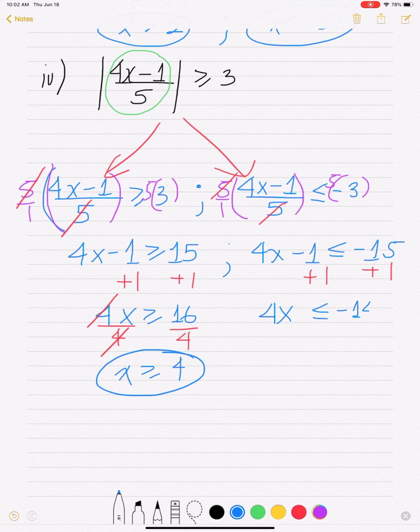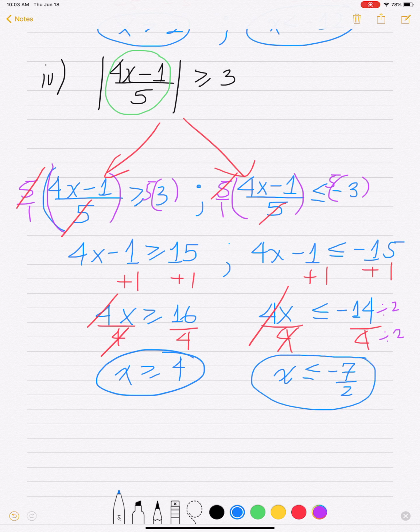And then from here you would get rid of the 4 in front of the x by dividing both sides by 4. The 4s cancel. You get x on the left is less than or equal to negative 14 over 4. Well, that doesn't come out nice, but you can reduce it, right? You can divide the top and the bottom by 2. Divide out a 2 in common, you get negative 7 halves. Or you could write negative 3.5, that'd be fine as well.